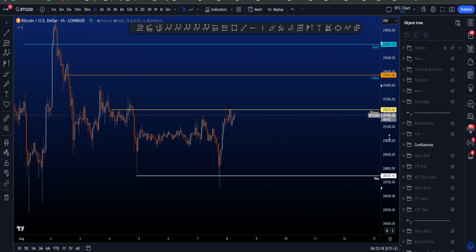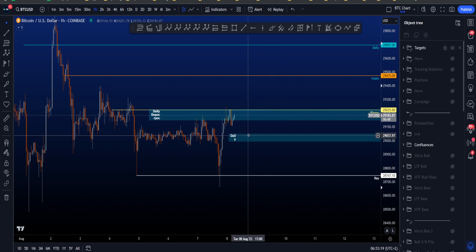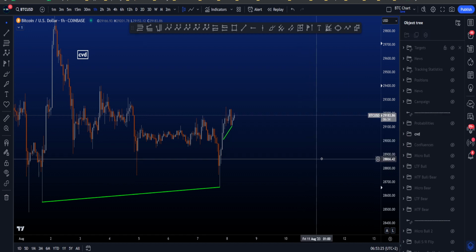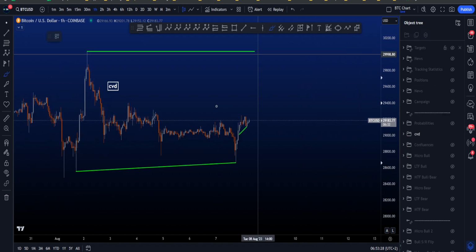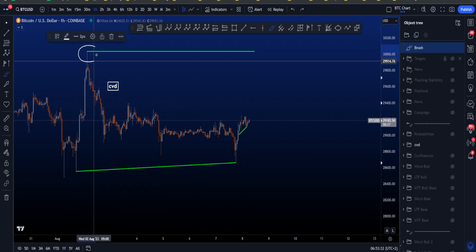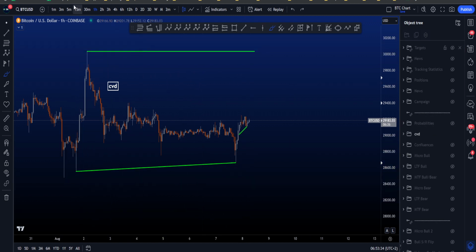We are currently at the weekly naked point of control. We do have some support below us between 28.9 and 29.1k. If we look at the CVD divergences, then we have the bullish CVD divergences over here. Higher low on price, lower low on the CVD. The target is the high over here, which is sitting at 30k.